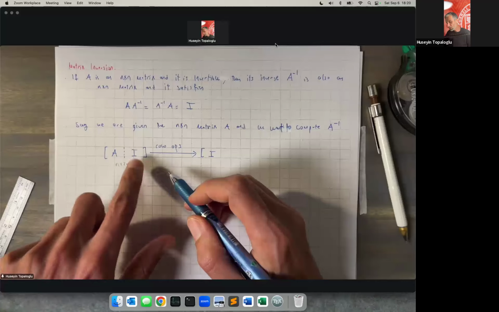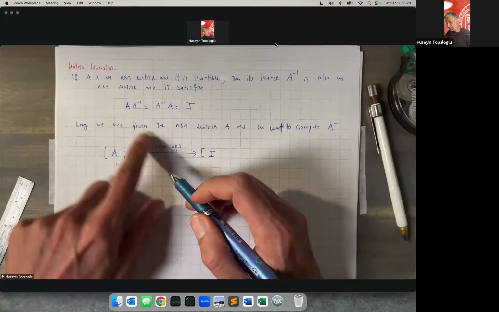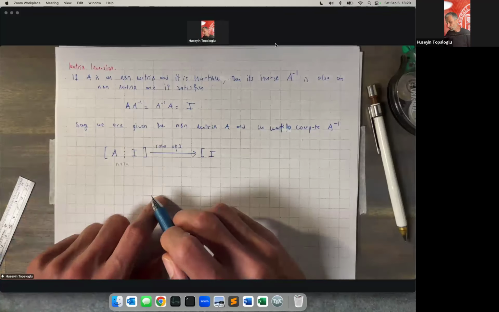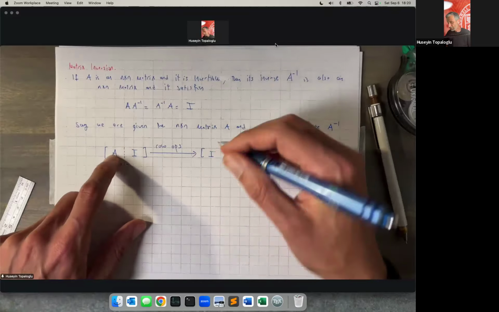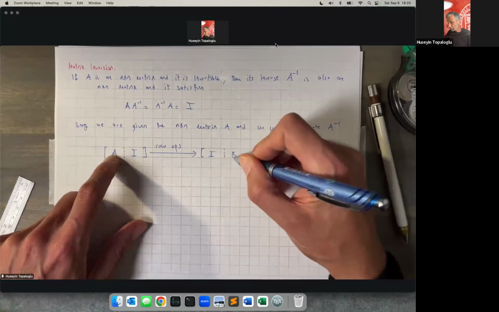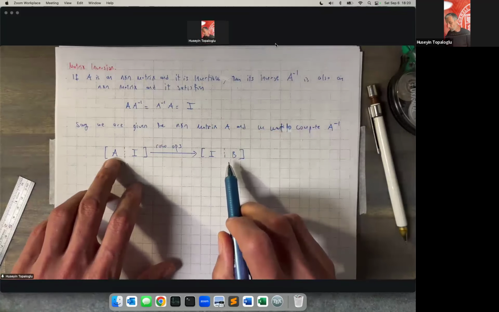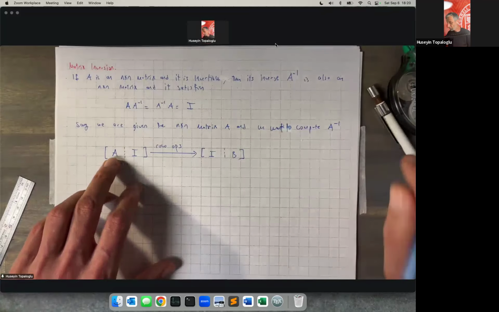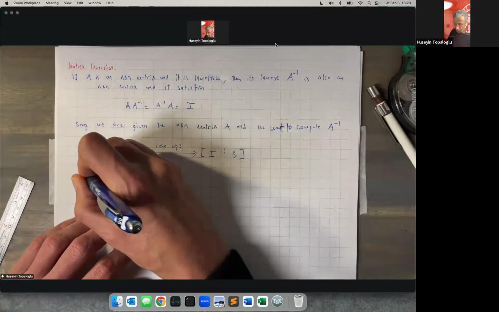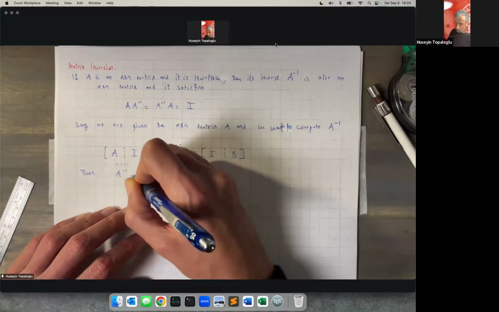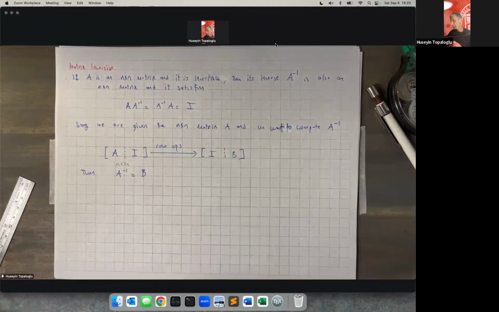So I have this A matrix, right next to it, we wrote the identity matrix. I take this big matrix and apply some row operations on it such that the left-hand side turns into an identity. The right-hand side is going to turn into some other matrix B. I don't know what that is. But if you do that, it turns out the inverse of A is given by this matrix B. So then let's say A inverse is given by B.